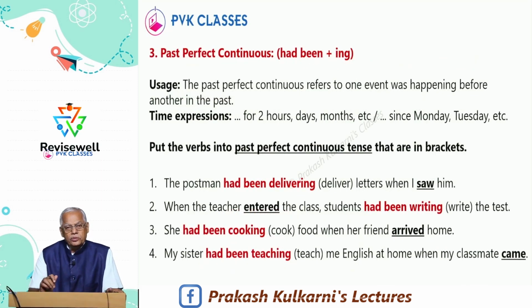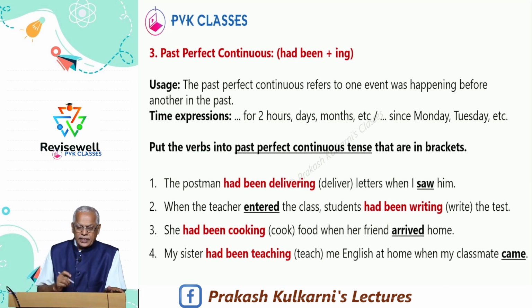And coming to past perfect continuous tense or progressive tense. So how to identify? Had been plus ing verb. I had been, we had been, you had been, he had been, she had been, it had been, they had been. So all had been plus ing verb indicates action.